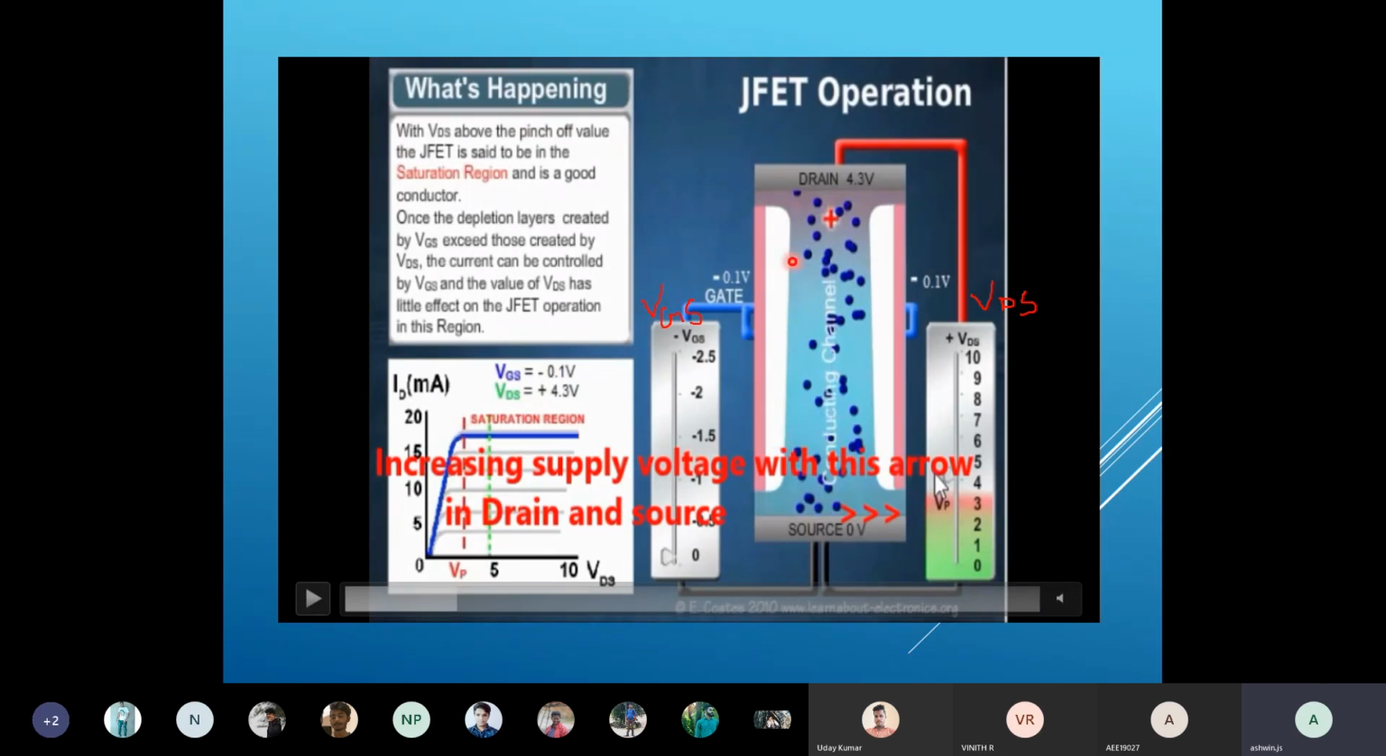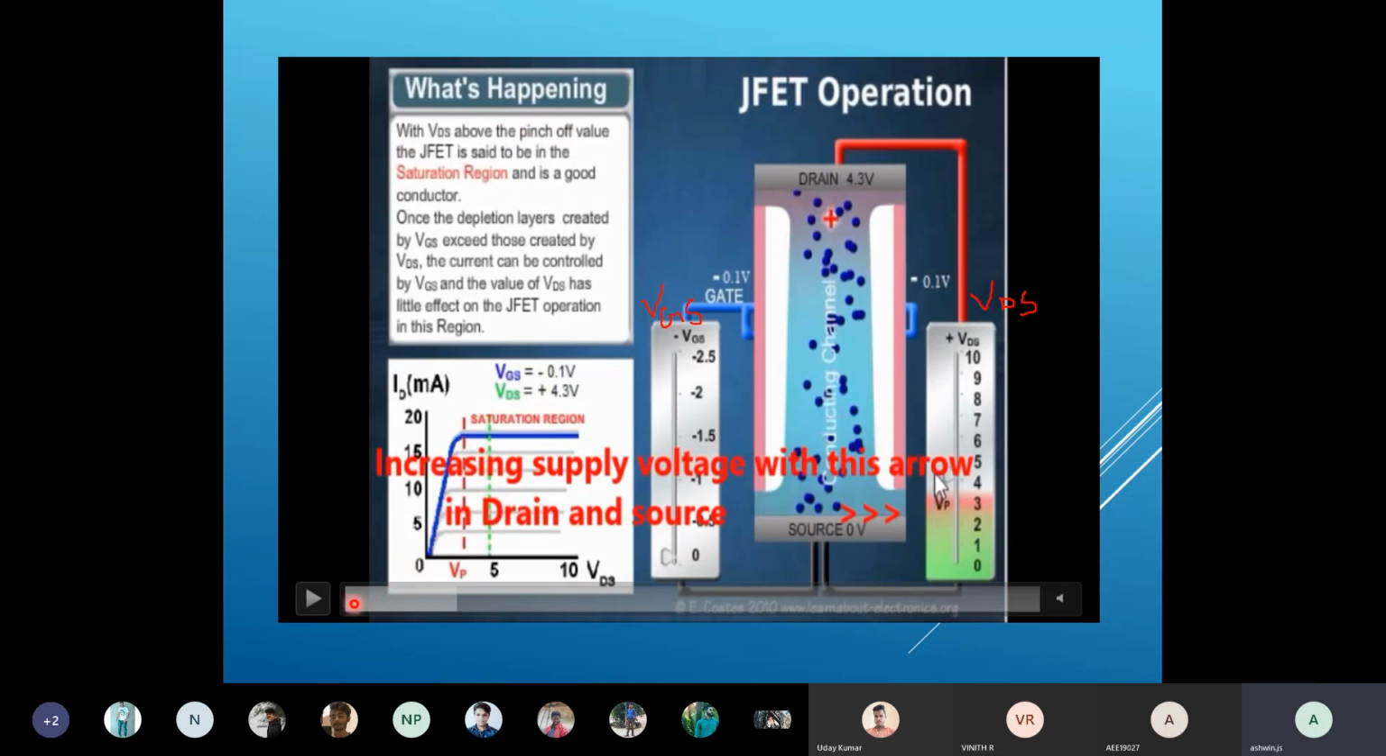Why? Because if you observe here, can you see there is a white area? Yes, sir. That white area is called your depletion region. If you keep on increasing the drain voltage, this depletion region will increase. Why? Because this N is positive and the P is connected to the ground, so surely it will act as a reverse bias condition. So the depletion region will keep on increasing.